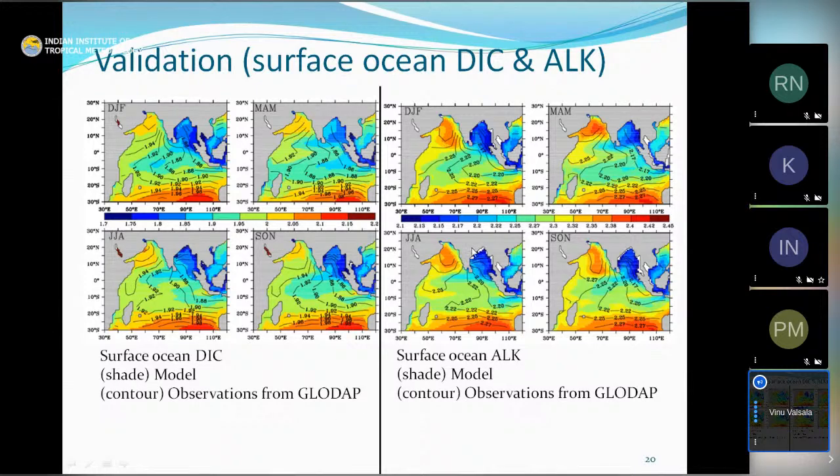And this is the alkalinity. Alkalinity is also reasonably reproduced in the model. You can see in the Arabian Sea that tongue-like shape in the alkalinity in the SON season. They are all reasonably coming in both in magnitude and shape.